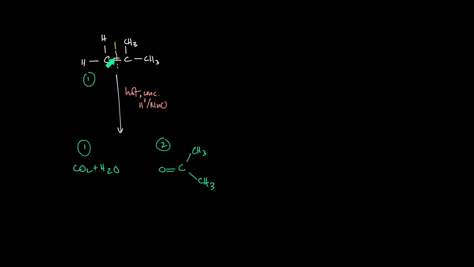So if the carbon atom on the double bond is bonded to two hydrogen atoms, you get carbon dioxide and water. If it's bonded to one hydrogen atom, you get a carboxylic acid. And if it's bonded to no hydrogens and two carbon atoms, you end up getting a ketone.